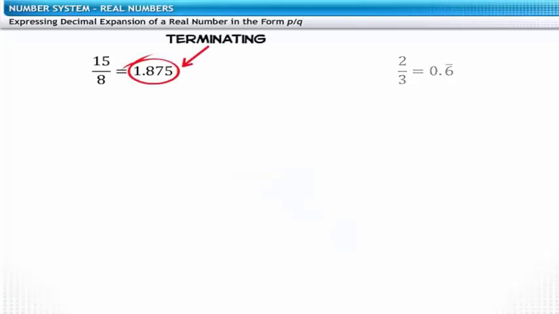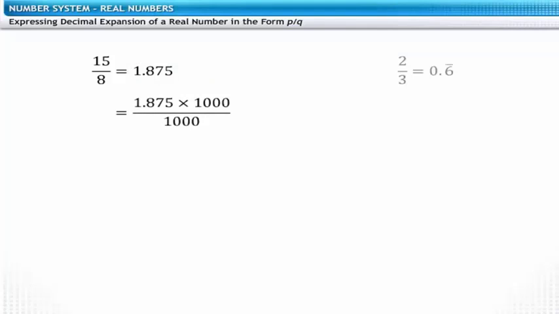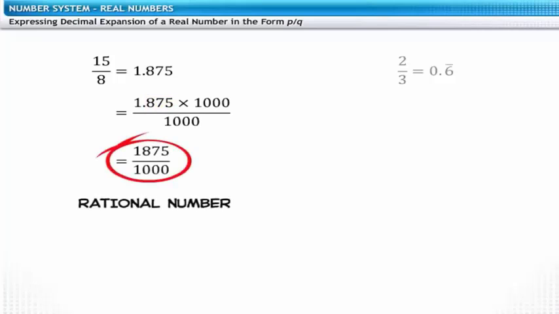Let's begin with the first example. Here the decimal expansion is terminating. Converting a terminating decimal into a fraction is very simple. Multiply and divide the decimal by 1000, since there are 3 digits after the decimal point. The obtained fraction is a rational number.